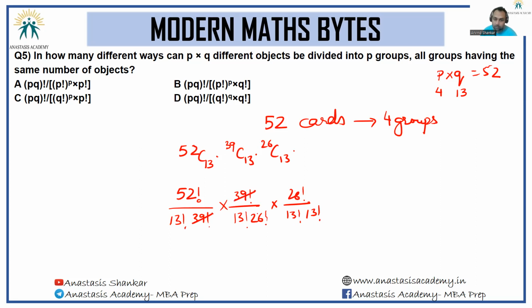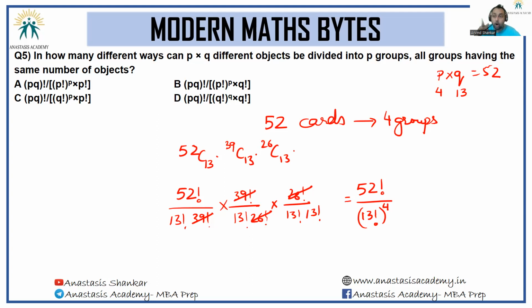So those cancel out, and finally we are left with this expression: 52 factorial by 13 factorial raised to the power 4. The problem here is, let's say the first group of cards is all spades, the next group is all diamonds, the next group is all clubs, and the last group is all hearts, but you don't know which was the first group.